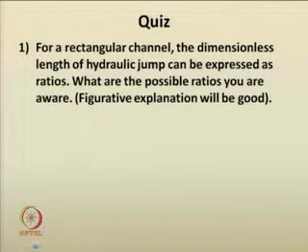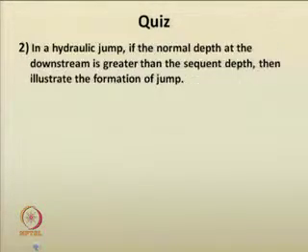The first question for the quiz is, for a rectangular channel, the dimensionless length of hydraulic jump can be expressed as some ratios. What are the possible ratios that you are aware? You can give in a figurative explanation for those ratios. Second question, in a hydraulic jump, if the normal depth at the downstream is greater than the sequent depth, then illustrate the formation of the jump. You have to figuratively illustrate that. I am not asking any mathematical formula, you can illustrate that. You can just figuratively explain.